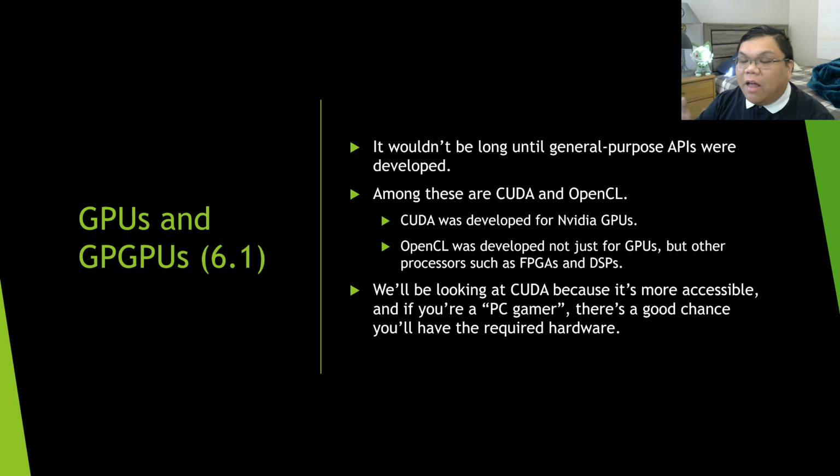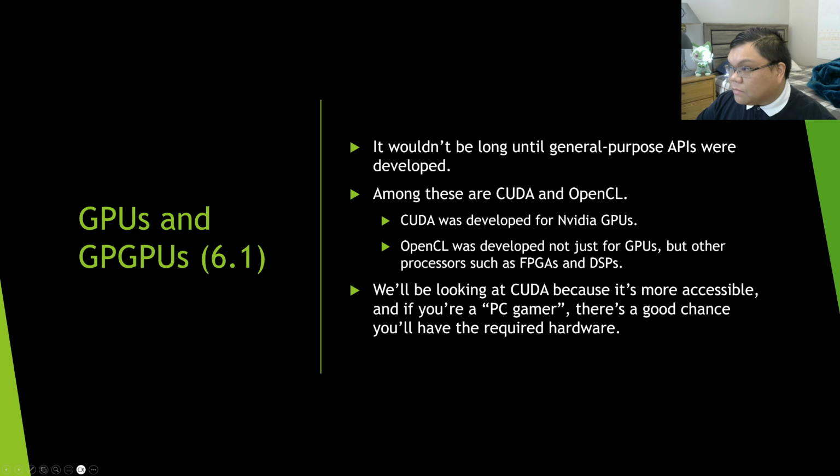Fortunately, it wouldn't be too long until we had APIs for GPU computing. Among these are CUDA and OpenCL. We're going to look at CUDA. If you're a basic gamer, as it's called, there is a good chance you will have the hardware on your computer already. What we need to do any sort of NVIDIA CUDA programming is really just a system that has an NVIDIA graphics card on it.